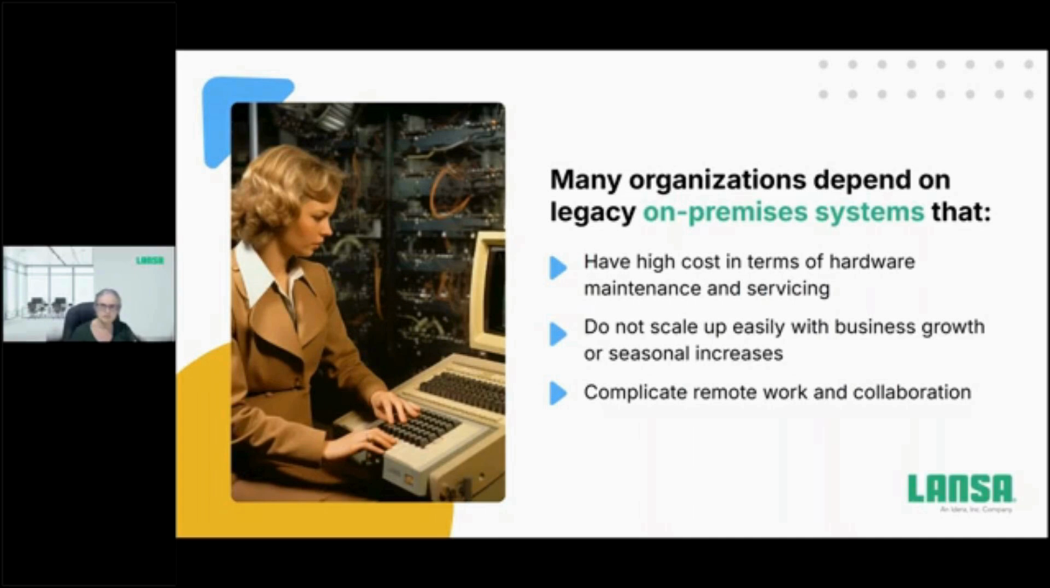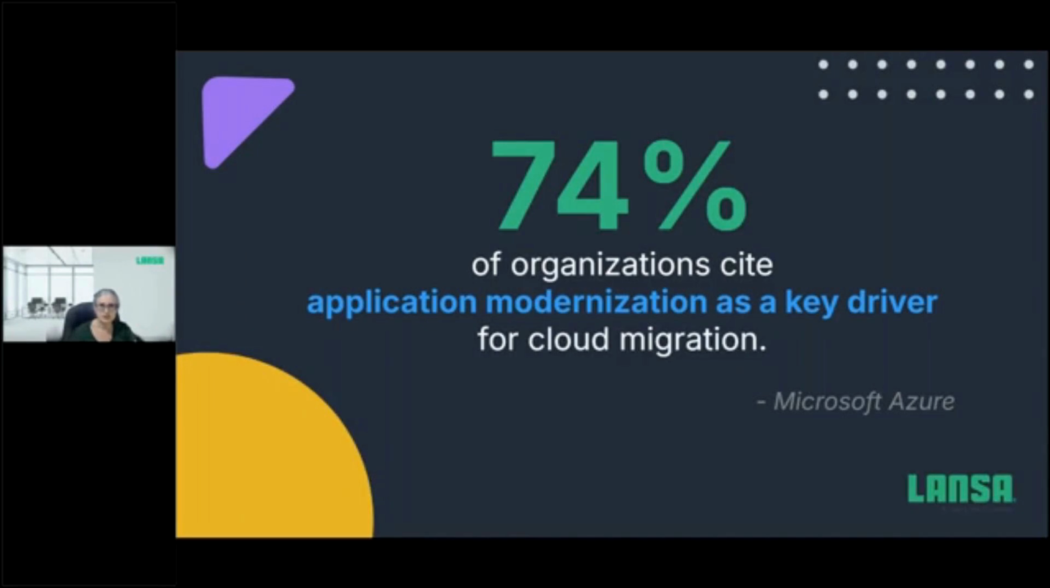And then there were the issues of, what about security? How are we going to give them access? How are we going to keep that patched? So there were a lot of issues that came up with remote work and collaboration during that period. So people have started saying, can we move off-prem? What benefits does the cloud have? And 74% of organizations are looking at application modernization as part of cloud migration.